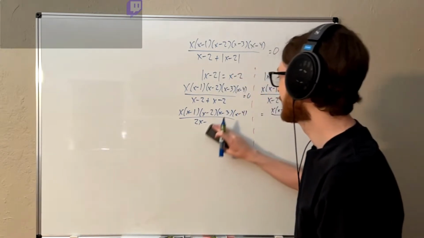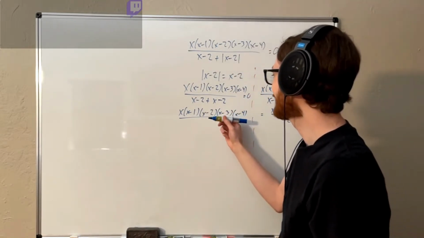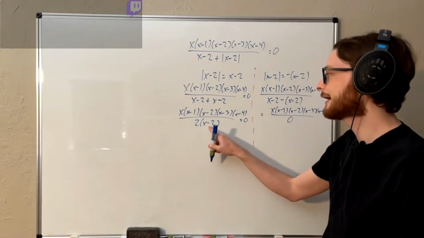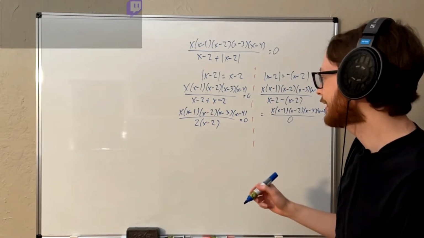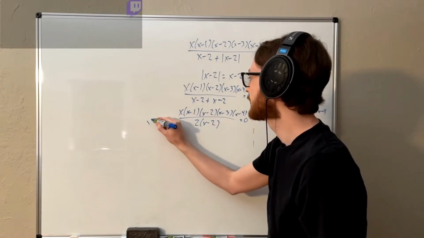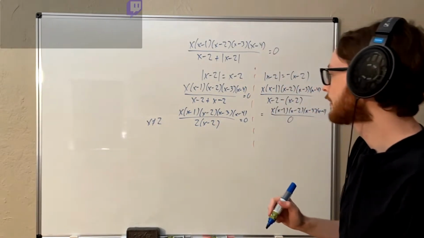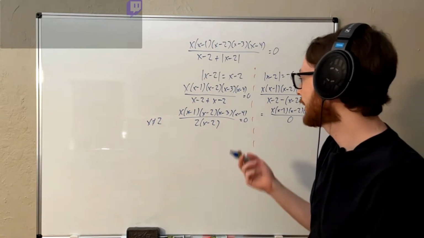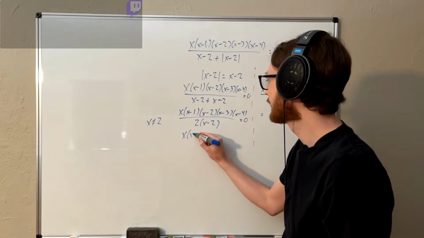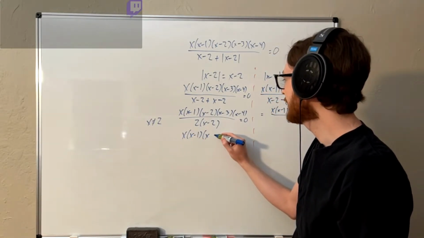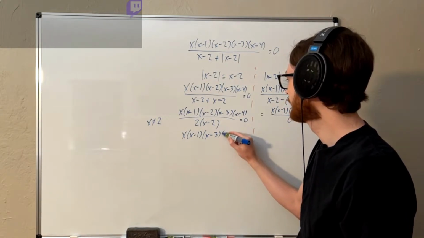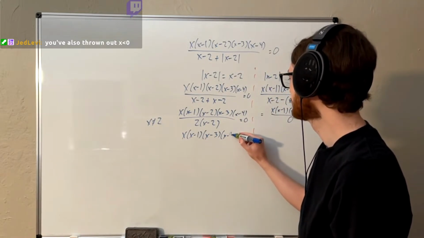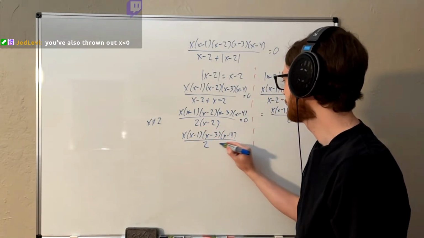Actually, there's a simpler way to write this. We have 2x minus 2s, so let's say 2 times x minus 2. And I'm writing it like this because we're going to get a cancellation here and here. But that also means if we do cancel this, we throw out any situation where x is equal to 2. But that's fine. So if I do this cancellation, the x minus 2s go away, and we have just a 2 on the bottom.